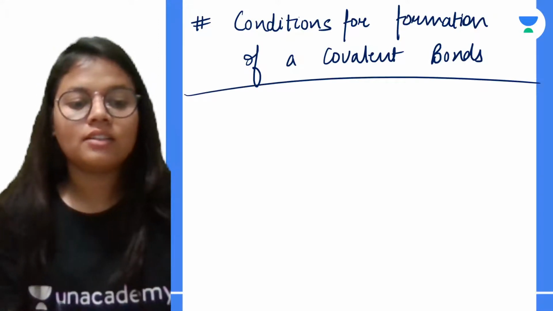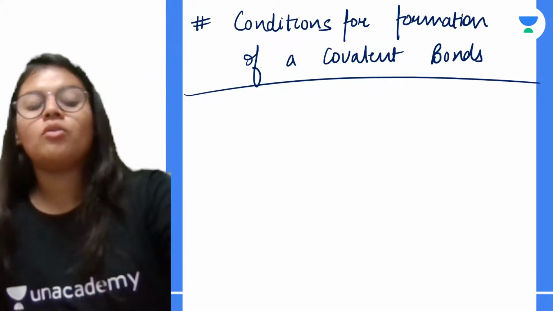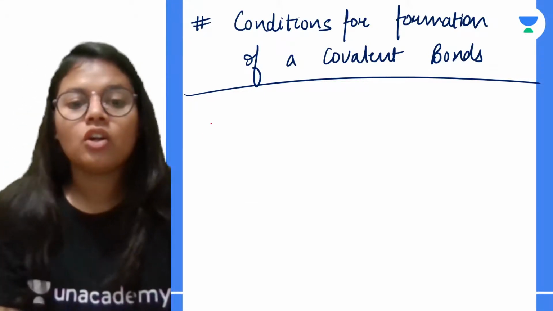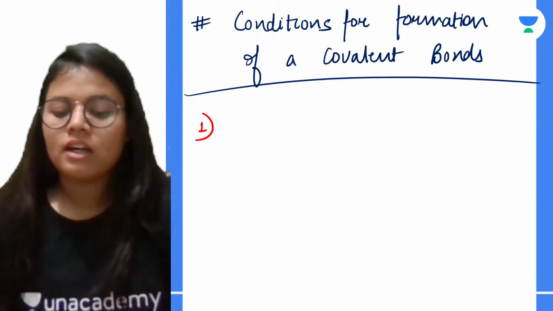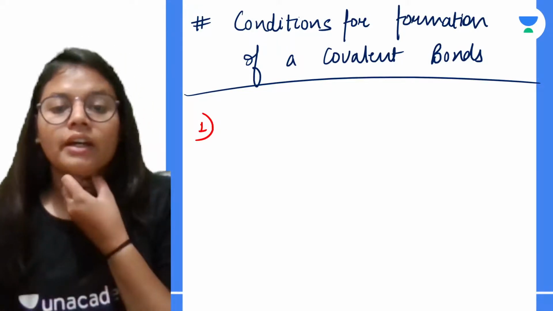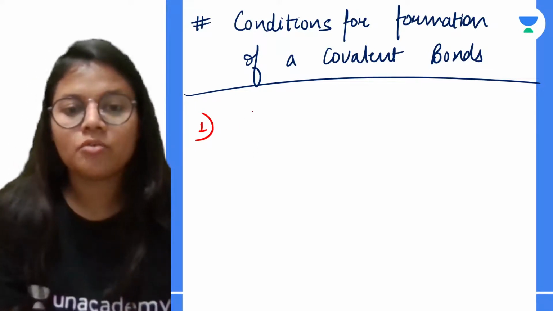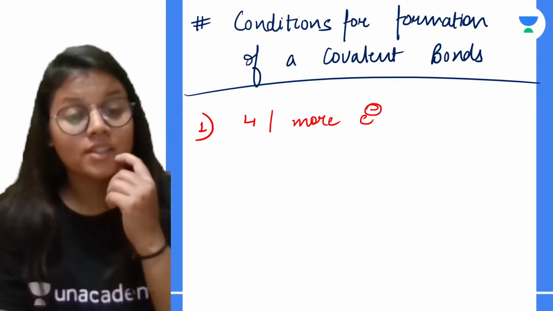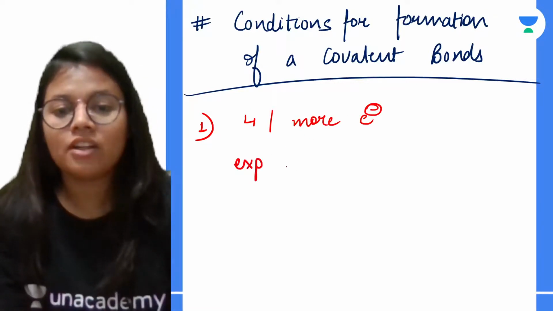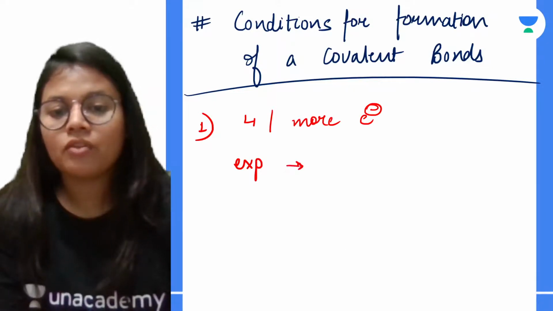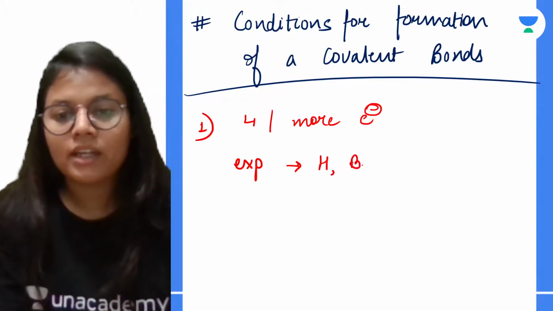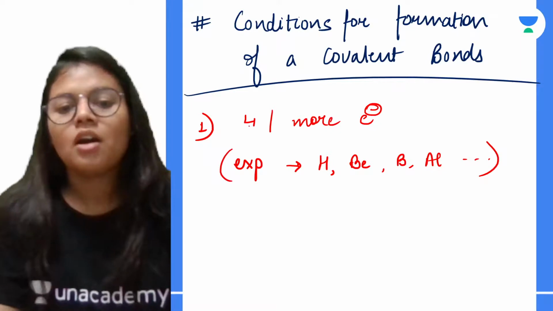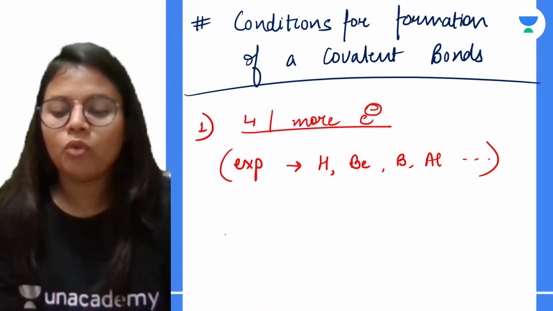So let us see what conditions favor the formation of covalent bond. The very first thing is that the atoms should be having either 4 or more electrons. Of course, exceptions are there, as chemistry is the study of exceptions. The first and foremost exception is hydrogen, then beryllium, boron, aluminium and some more, but normally we see 4 or maybe more electrons.